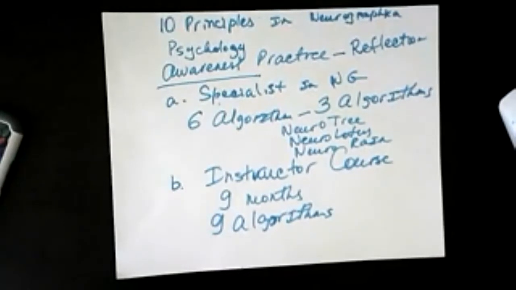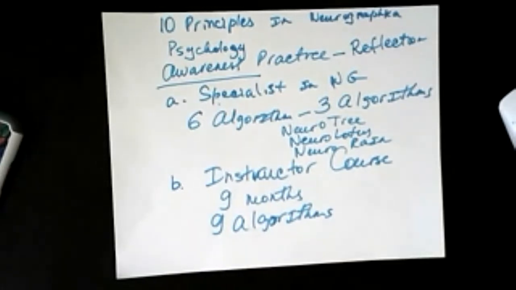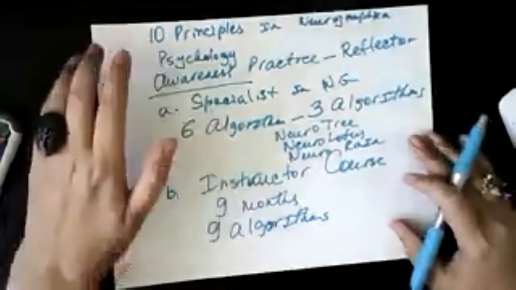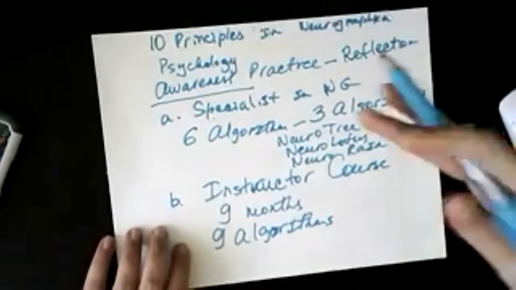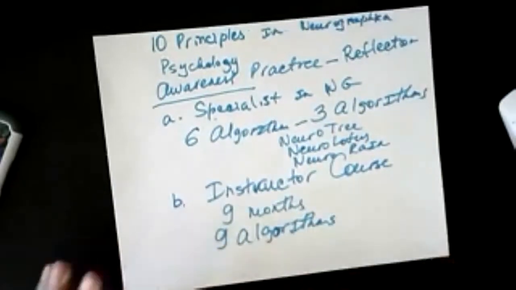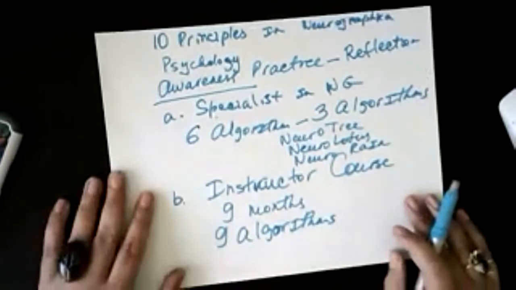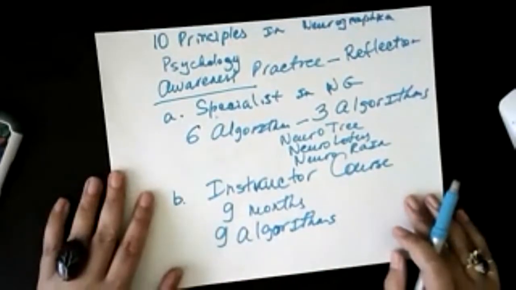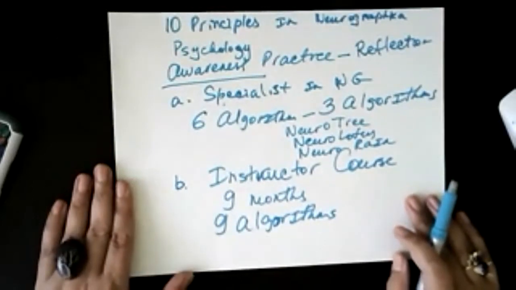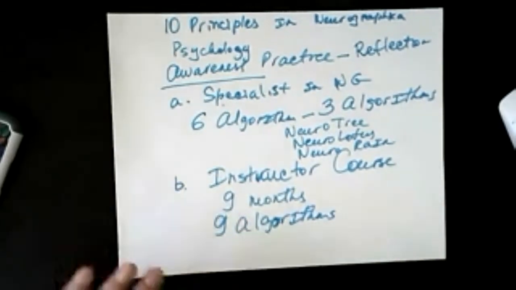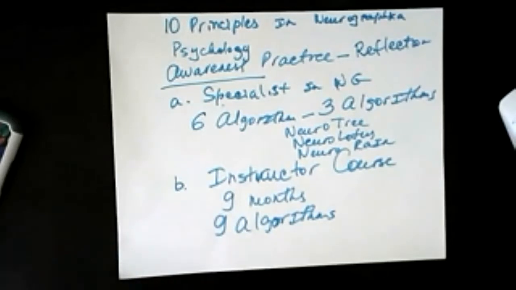I graduated in Neurographica in 2018. I've been practicing Neurographica for about 3-4 years. I started practicing it not professionally, for myself, before I became the instructor. And then, as I became the instructor, I started practicing it professionally with other people. And of course, I am a supervisor at the instructor's course in Russian, and I will be the instructor and supervisor of the instructor's course in English as it's coming up.